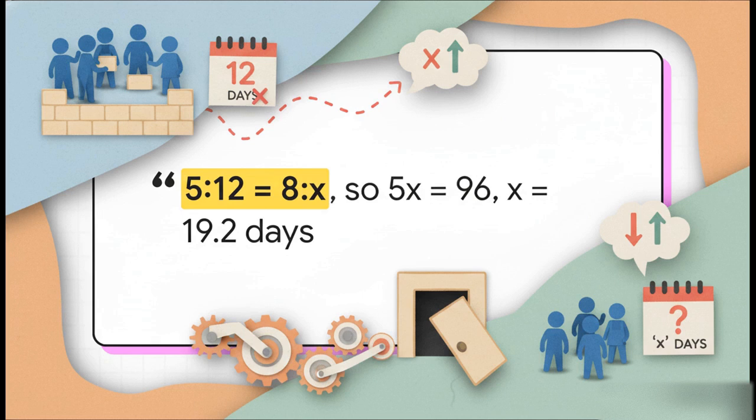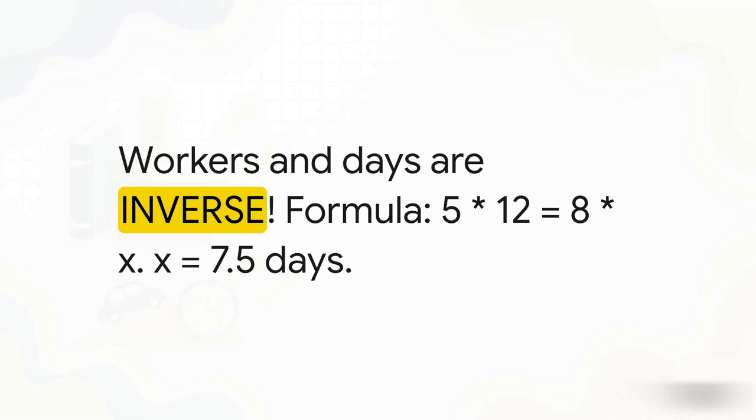But wait. Think about the real-world logic for a second. If you add more workers to a job, how could it possibly take more time? And this brilliantly illustrates why identifying the relationship first is absolutely critical. Workers and days are in inverse proportion. The formula isn't division, it's multiplication.